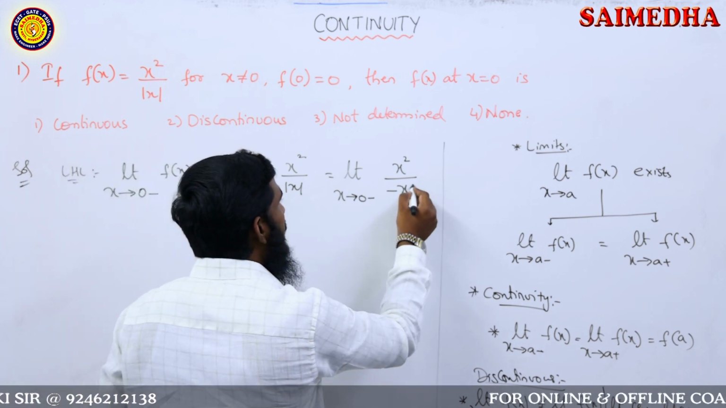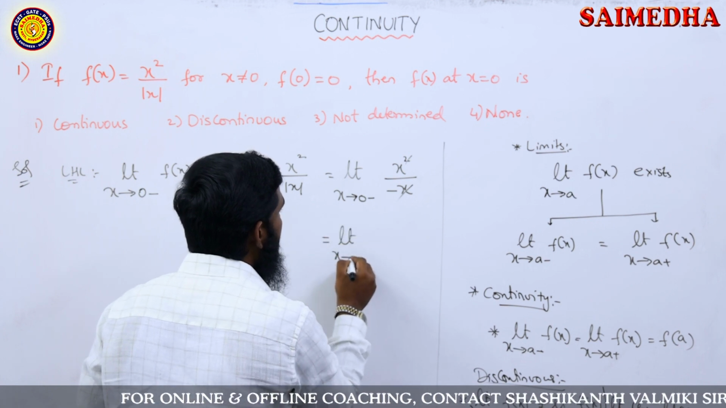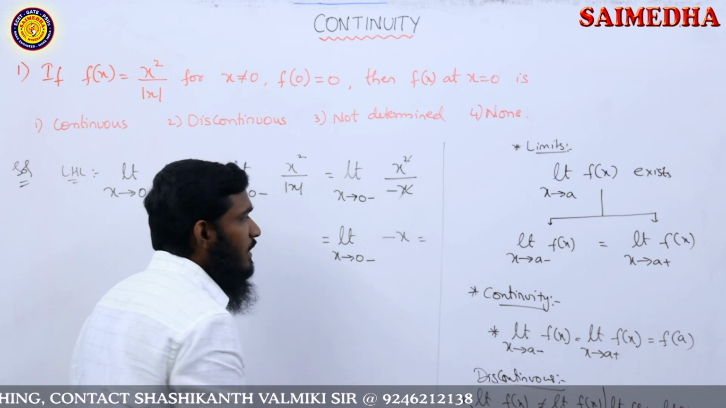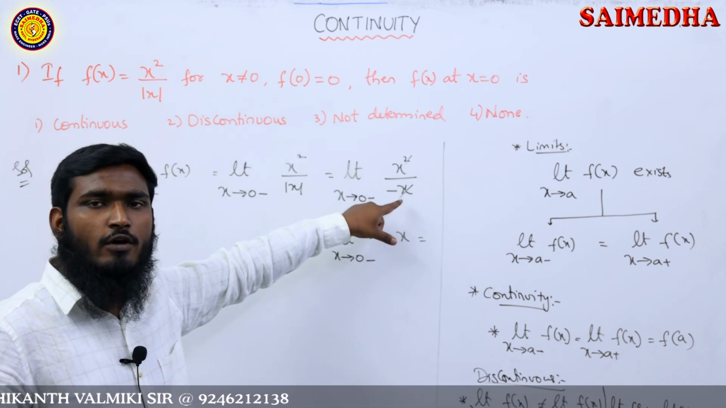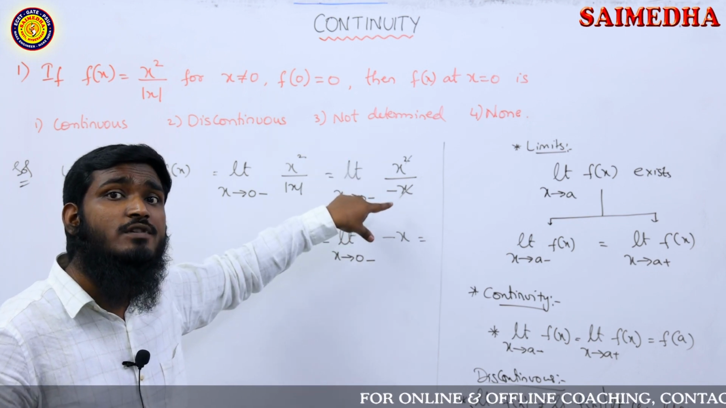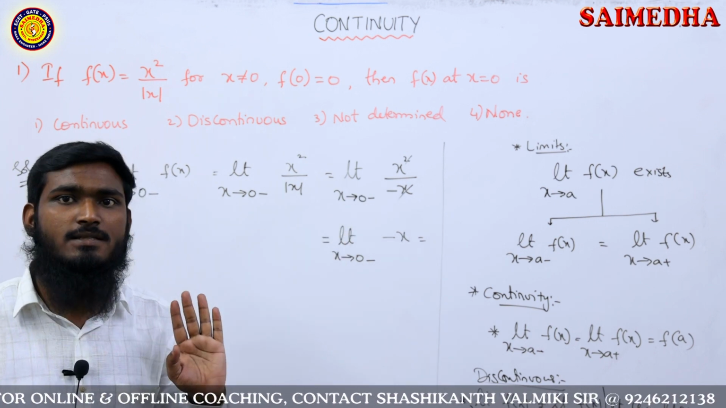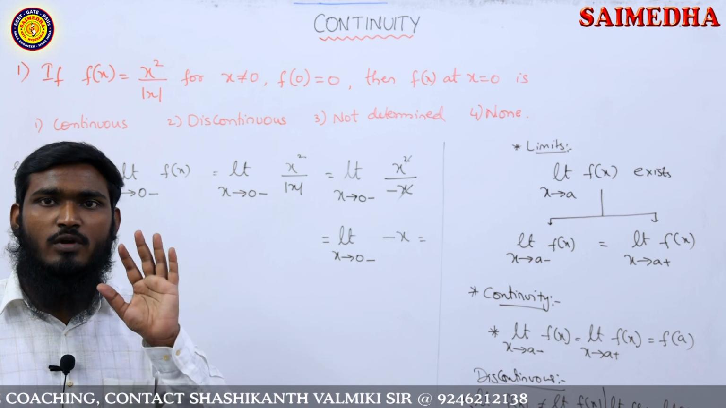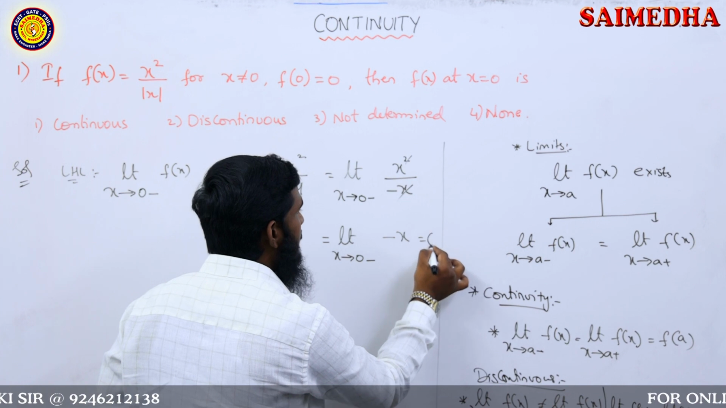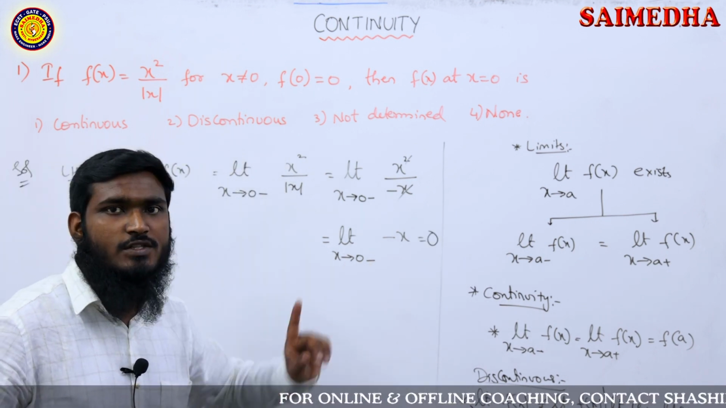Now this part x gets cancelled, which is equal to limit x tends to 0 minus, what is left over here, minus x is left. After applying the condition of 0 minus, what do we have to substitute? X value as 0 only. Don't substitute it as 0 minus. We have to substitute x is equal to 0 only. So whenever we substitute the x value as 0, this complete part will become 0. So what is the value of LHL? LHL value is equal to 0.